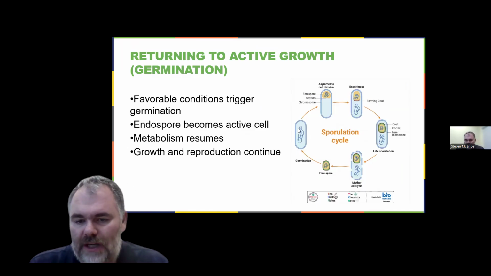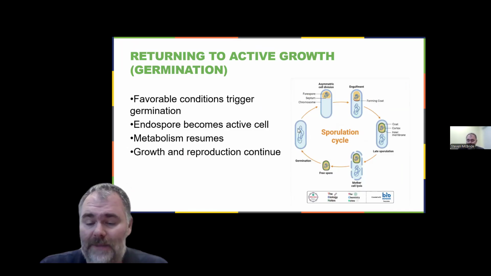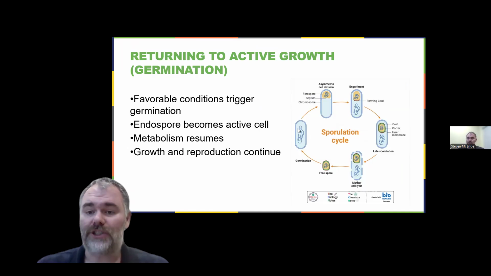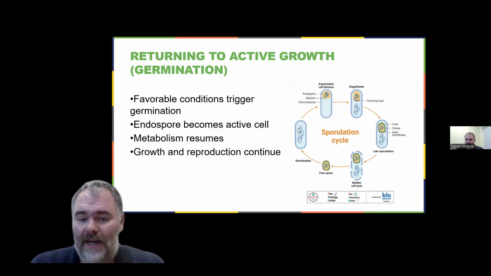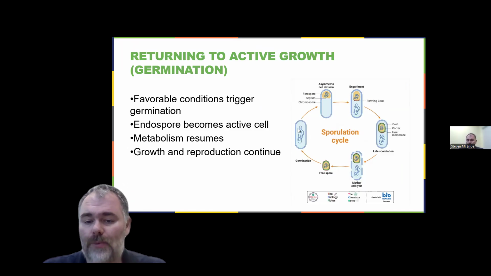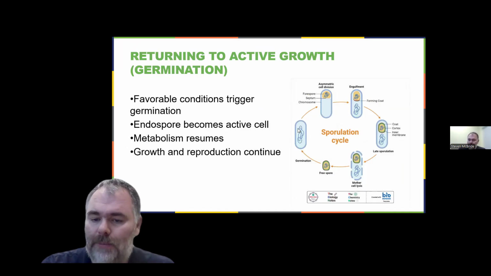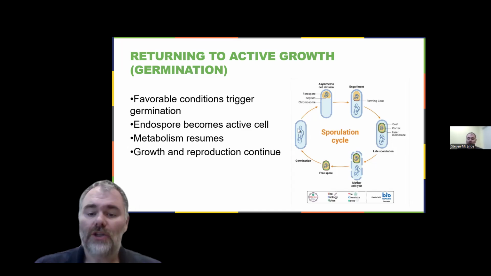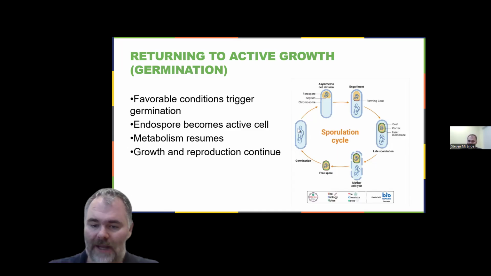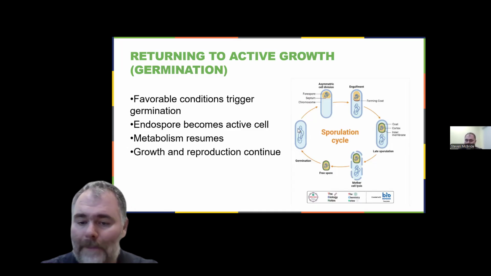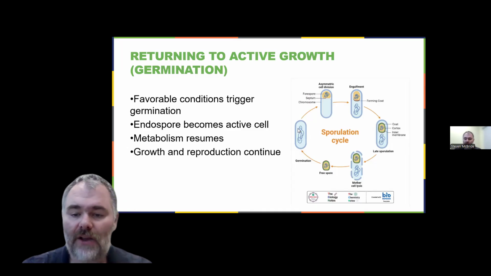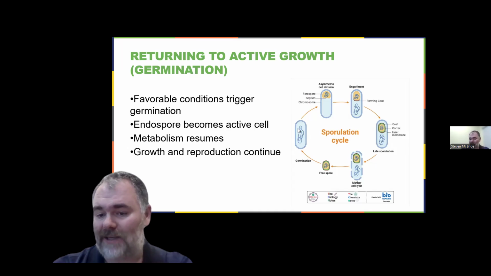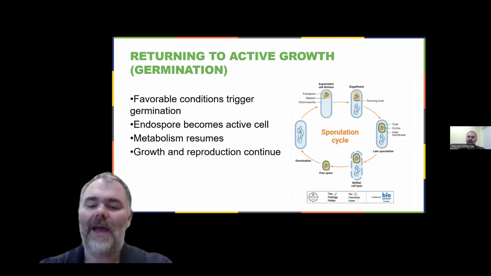Endospores are not permanent dormant structures, although they can remain dormant for quite some time, as there's been honey found in the Egyptian pyramids where we were able to culture spores, or regerminate spores, that were in that honey. If environmental conditions improve, the endospore can return to active life through a process called germination. Favorable conditions, such as the presence of nutrients, water, and appropriate temperatures, trigger the endospore to begin reactivating. During germination, the protective structures surrounding the spore begin to break down. Water enters the core, and metabolic activity resumes. The cell then transitions back into a normal vegetative bacterial cell capable of growth, metabolism, and reproduction.